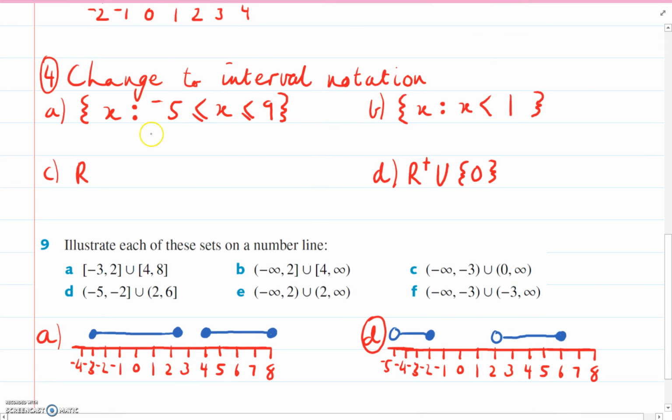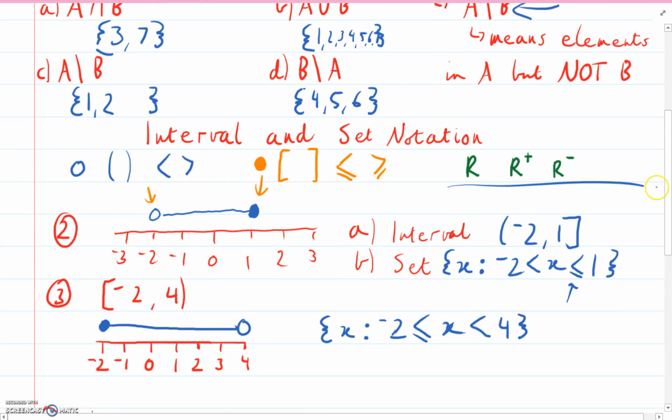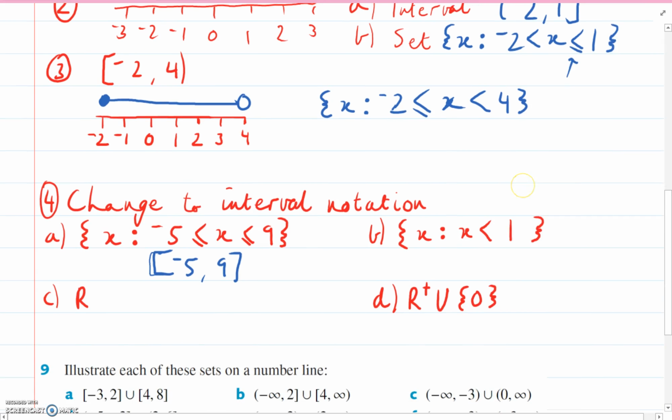So this we just write as -5 and 9 with square brackets. This one, I forgot to mention these up here. So real numbers, all real numbers, is represented by a capital R. All positive real numbers is this one here, R plus, and all negative real numbers is R negative. So what they mean is this one is less than 0. This is basically greater than 0. And you'll see that in the next lesson, how to use those with relation, domain, and range. But let's keep going here.